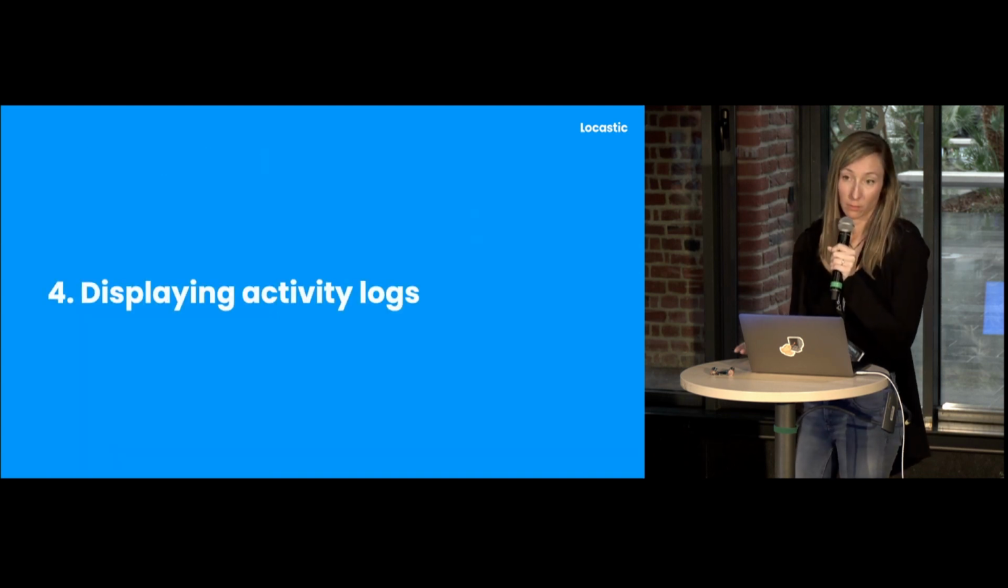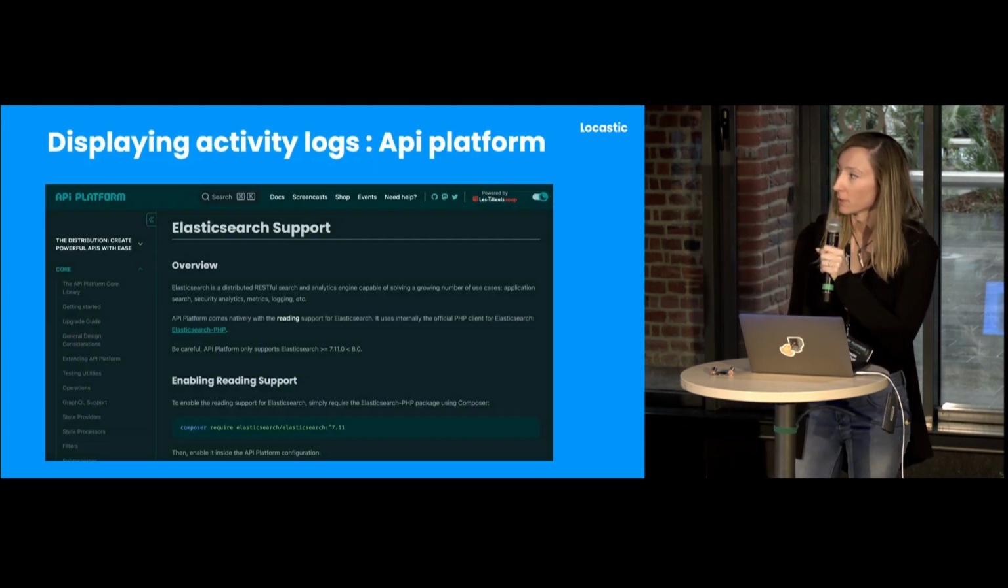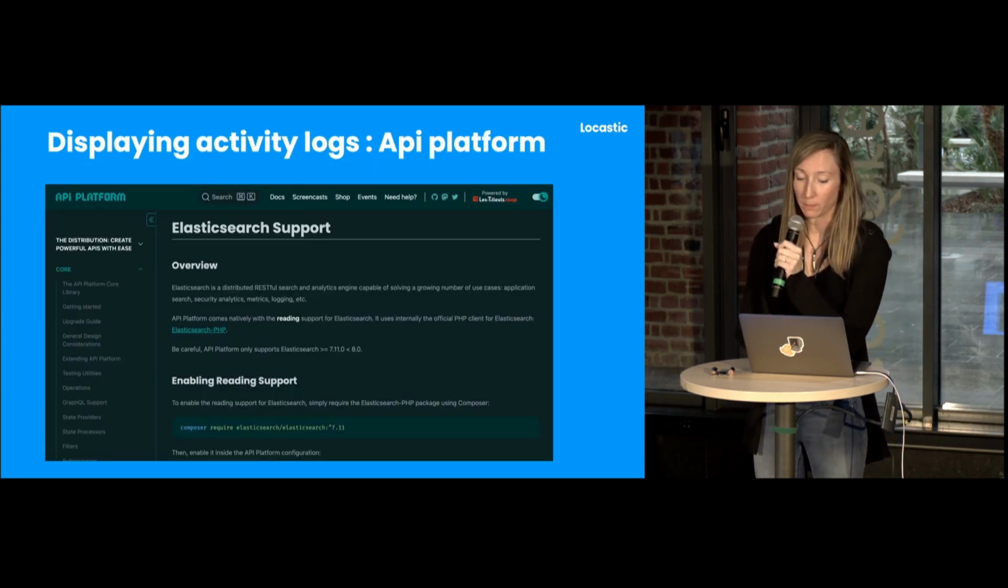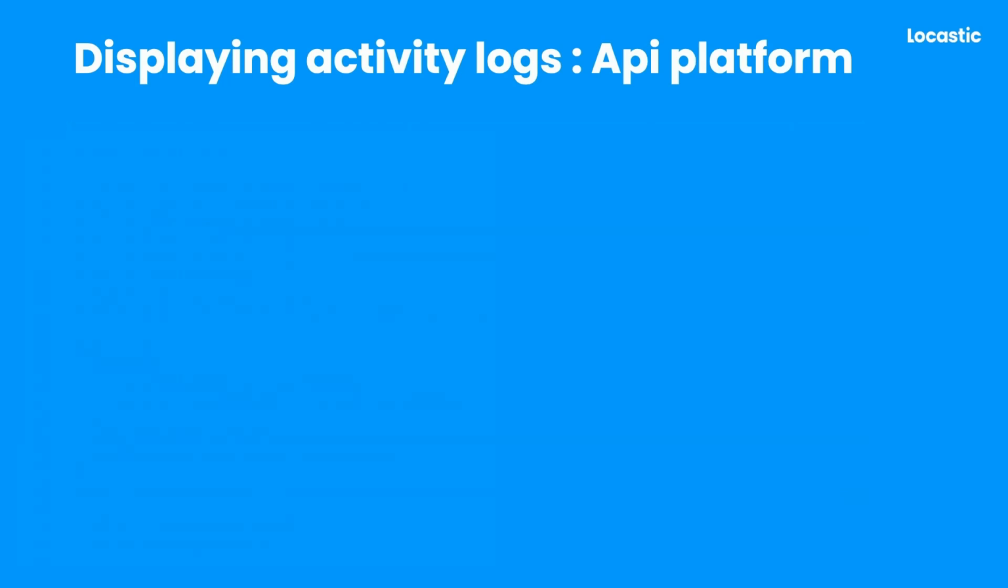Step 4 is to display the activity logs to the end user. First example is to display it in the API platform. So this bundle totally supports the Elasticsearch integration in the API platform, and you are able to use all of its features on your activity logs. So let's see some code.